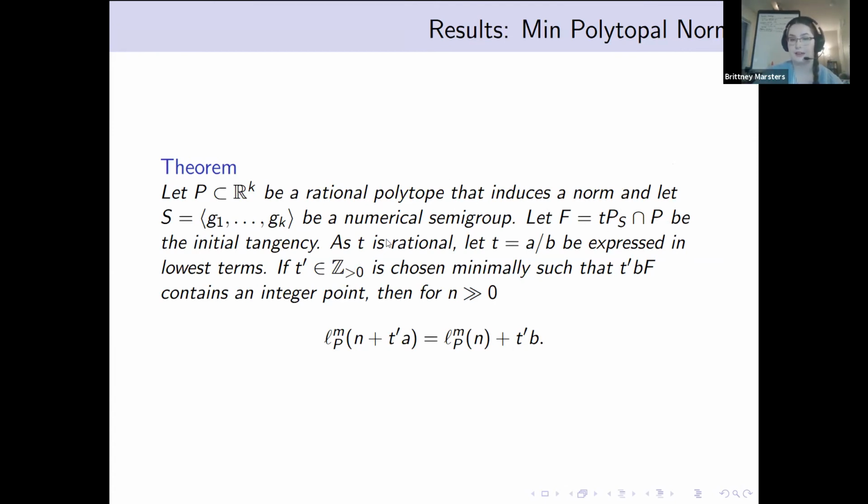It's a rational factor because we picked rational polytopes, so we're going to take it in its lowest terms. Then we're going to take another scalar, T prime, an integer, chosen the smallest possible so that we can get this to contain an integer point. Then when we take n sufficiently large, again, we get this nice, eventually quasi-linear relationship.